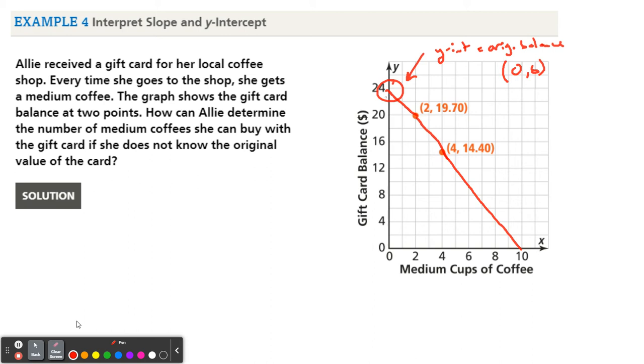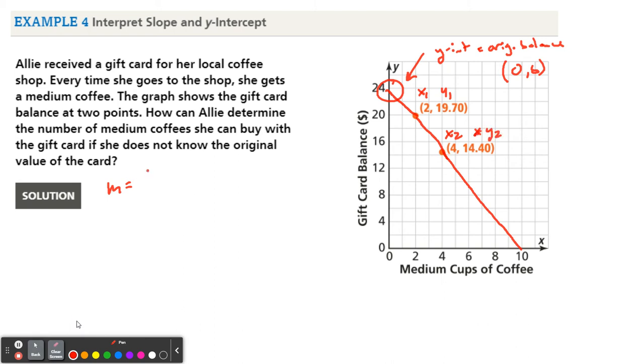Okay. So now we also have to find the slope, because the slope is going to tell us how much the coffee is changing, how much every coffee costs. So watch what I do here. All right, let's find the slope. To find the slope, we're going to do y2 minus y1 over x2 minus x1. So this 19.70 is going to be x1, y1. This 14.40 will be x2, y2. Okay, so let's plug it in.